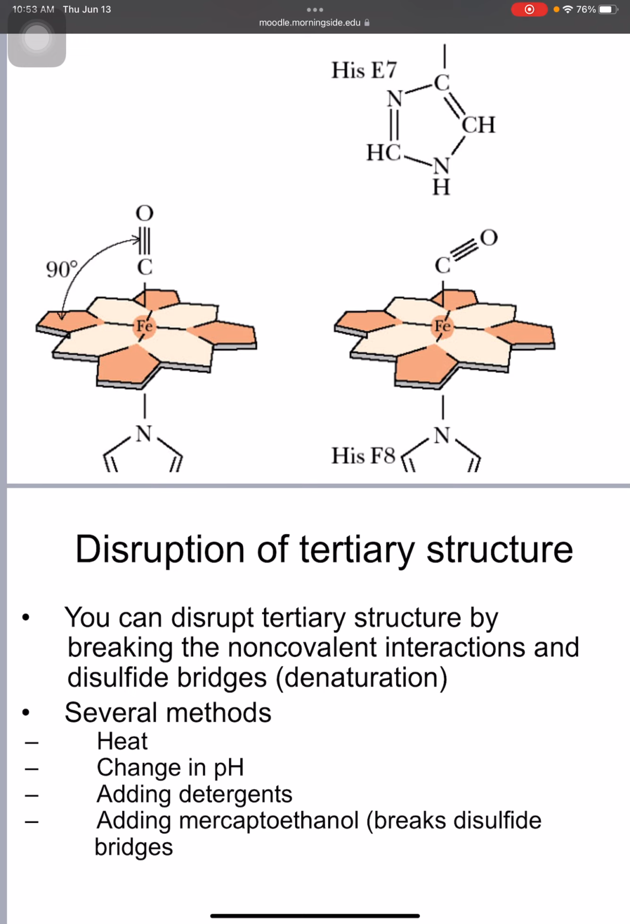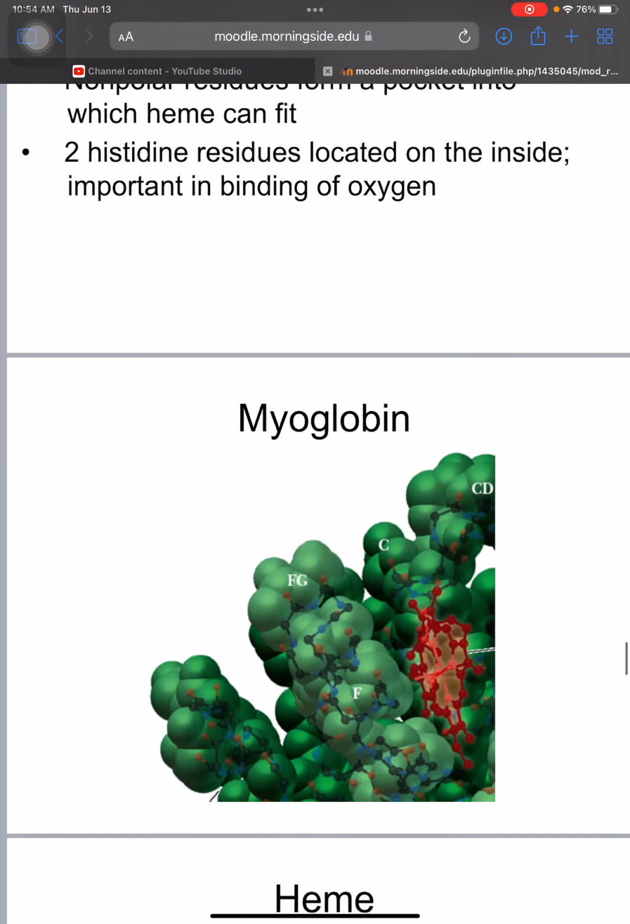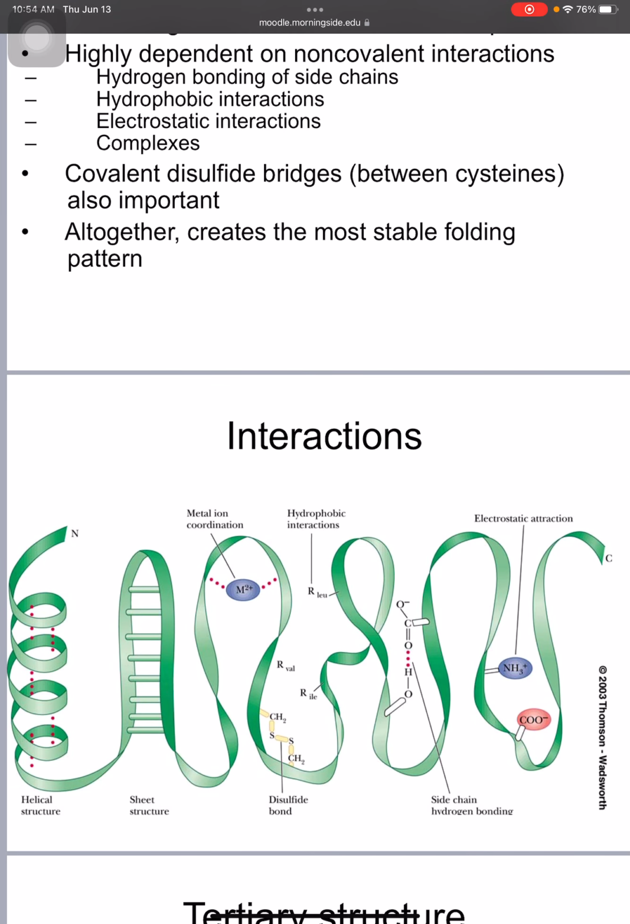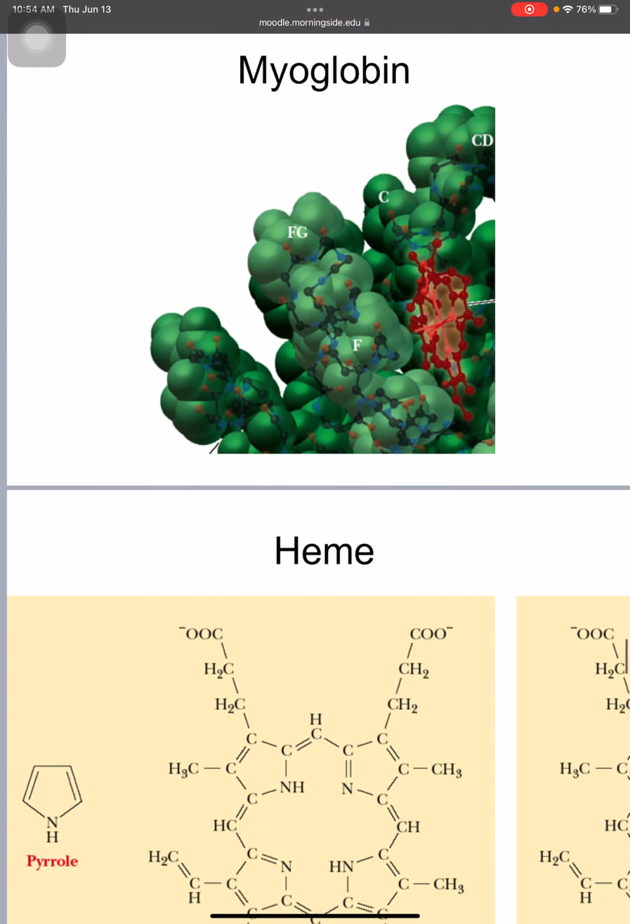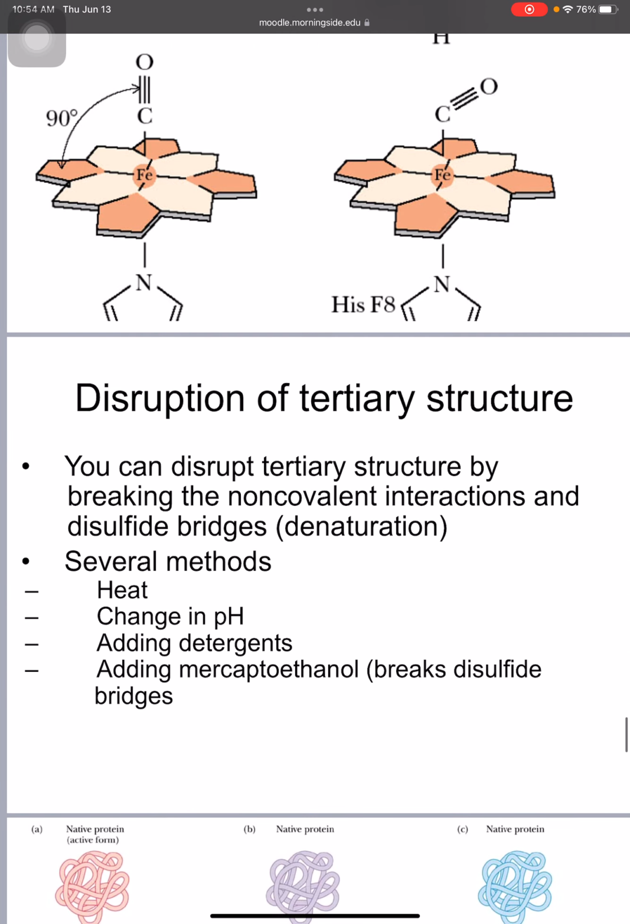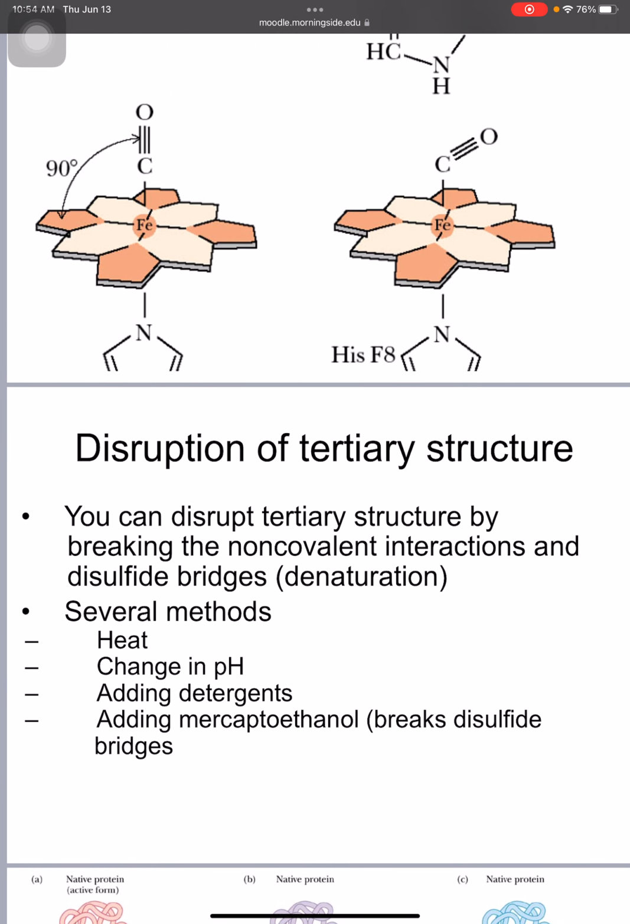Basically what we can do is something that will help to break some or all of these interactions. All right? And you see how the protein is folded up in a certain manner here. It's not linear. Well, we can make it much more linear and straight by denaturing it. And there's all sorts of different ways to do it. You can heat it up. You can change the pH. You can add a detergent.